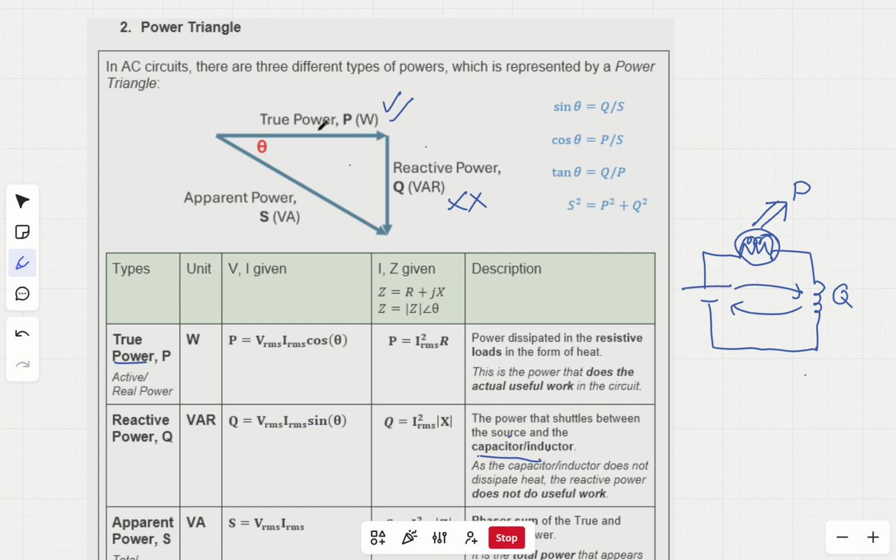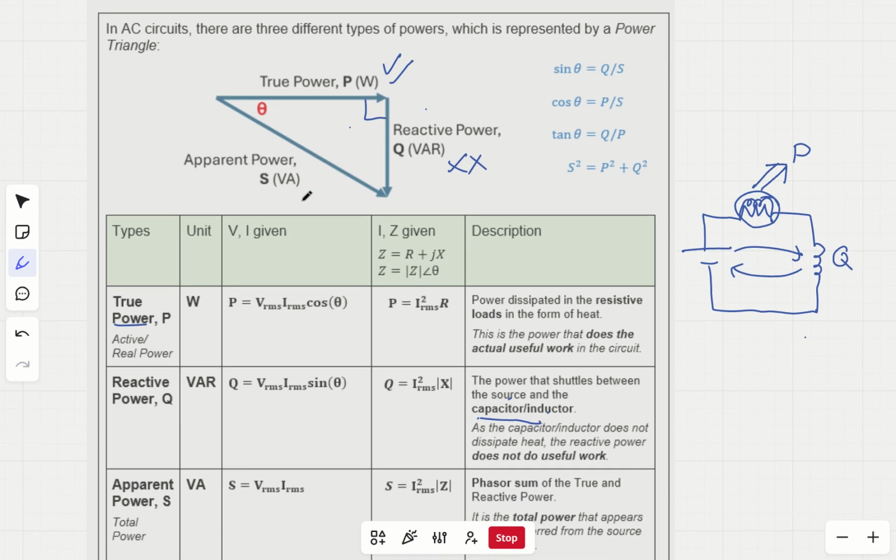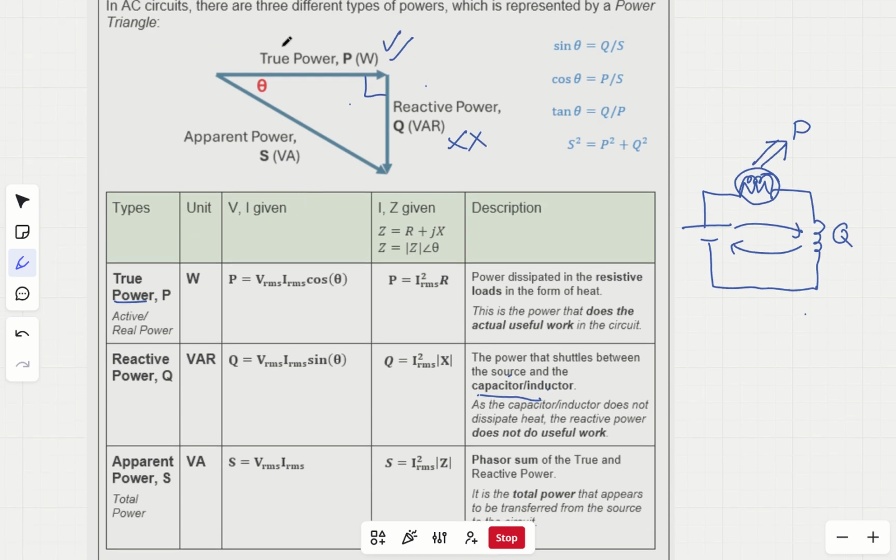And we can represent these two powers as two sides of a right hand triangle. Okay. True power is also sometimes called as active or real power. Okay, this one is also called active or real power.